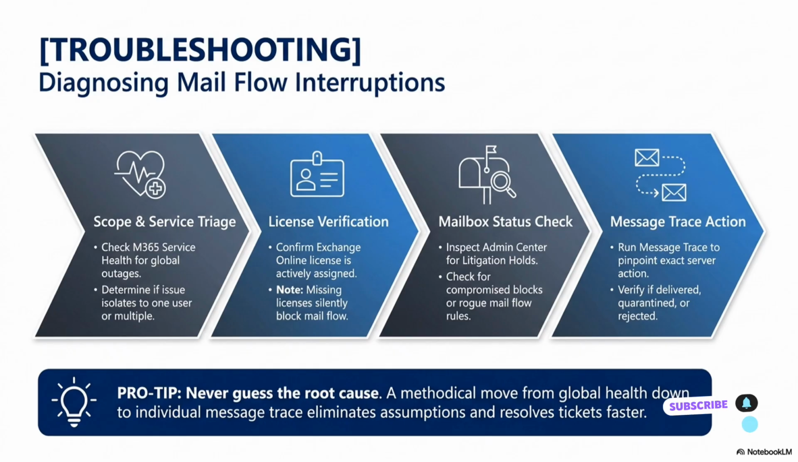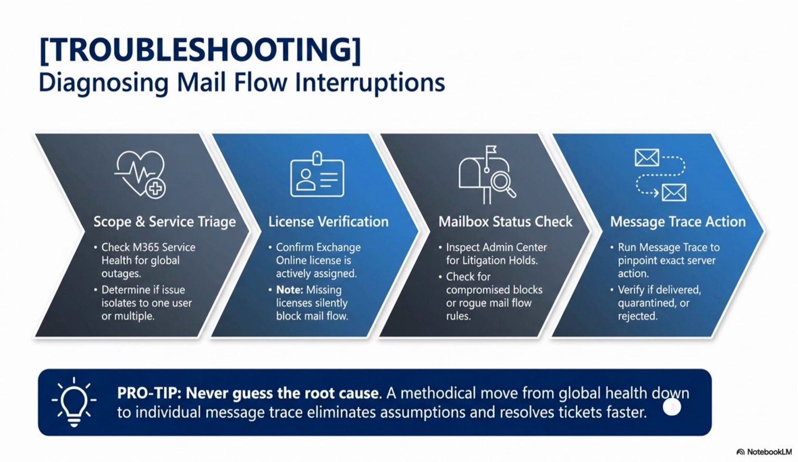Step 2 is license verification. Confirm that the user actually has an active Exchange Online license. This step gets missed a lot. A missing license silently blocks mail flow, and nobody gets an error message pointing to that. Step 3 is a mailbox status check. Go into the admin center and check if there is a litigation hold on the mailbox or if there are some rogue mail flow rules quietly redirecting or blocking messages.